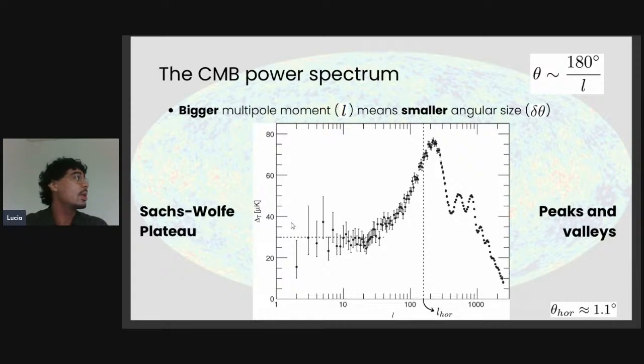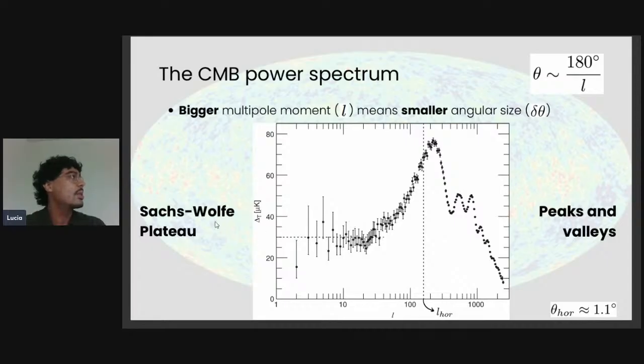It causes this plateau in the graph. It's like it all comes to this mean value of about 30 microkelvin. And for angular sizes smaller than that of the distance horizon at the time of last scattering, you have this behavior of peaks and valleys. And these peaks and valleys are actually acoustic. They resemble the acoustic oscillations that happen in the universe before the decoupling.